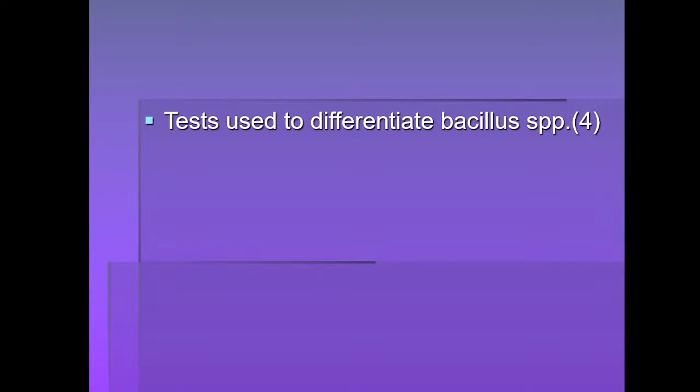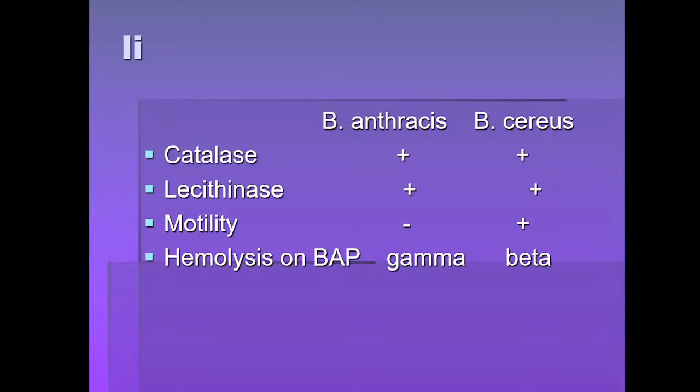All right. Now we can differentiate the Bacillus species using four tests: catalase, lecithinase, motility, and hemolysis on blood agar. Bacillus anthracis will test positive. Bacillus cereus will test positive for all of the tests. Please compartmentalize what you need to learn.